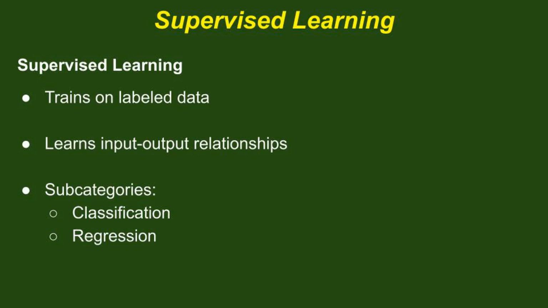Now, let's talk about supervised learning. This is one of the most common types of machine learning. Here, the model is trained using labeled data. That means for every input, we already know the correct output. For example, if we show an AI system pictures of animals labeled as dog or cat, it learns to recognize these patterns. Supervised learning is divided into two subcategories: classification models and regression models.